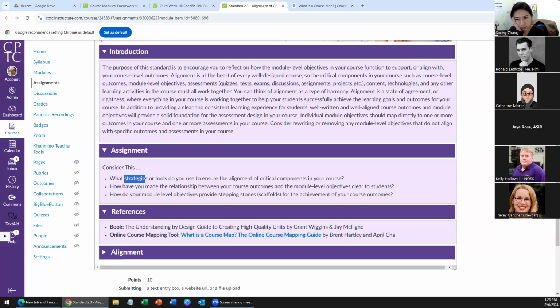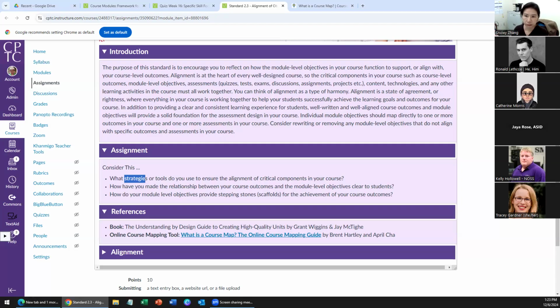Kelly, I saw your hand. Yeah, I was thinking about this, and it really is something that we do. We use a backward design strategy where you meet with industry, find out the outcomes they want, and then work backwards to design the instruction and the assessments to meet those outcomes.